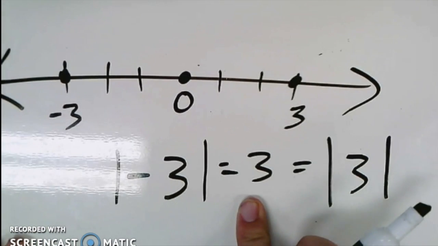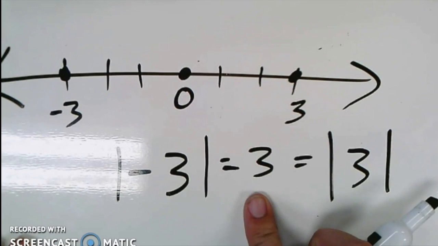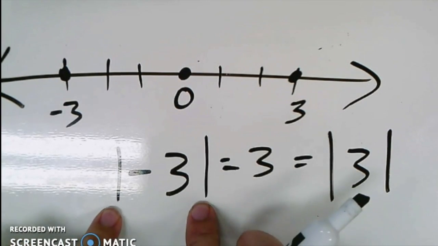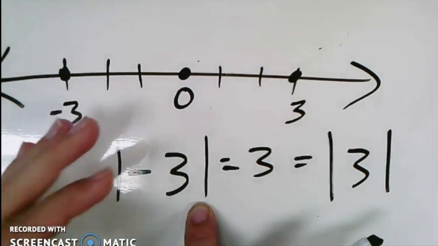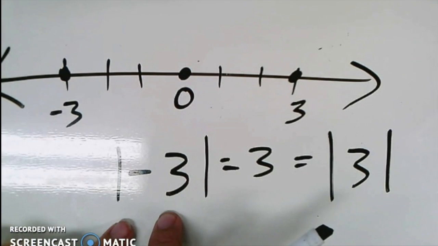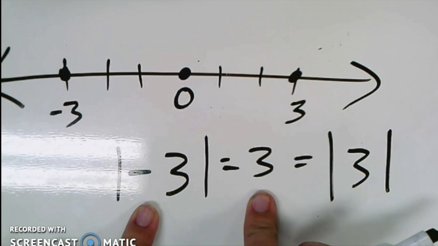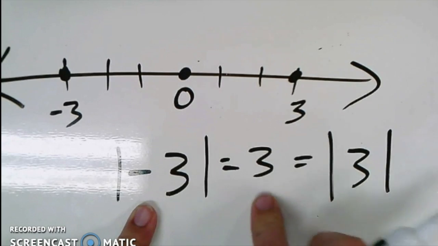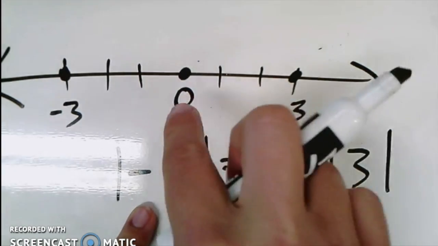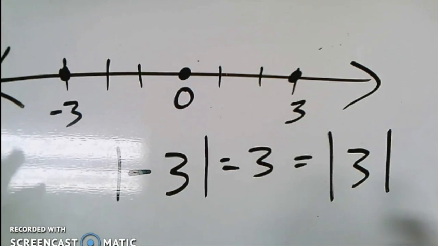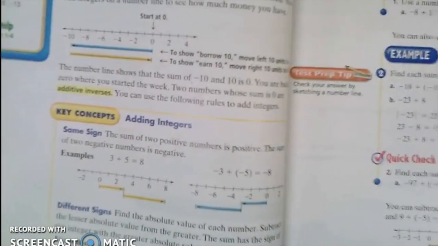In other words, in simpler terms, if ever you see this and it's asking for the absolute value, which is 2 straight bars with a number inside of it, whether it's positive or negative, it becomes a positive number because that's how far it is from 0. Okay? Keep that in mind. You'll need to know that word.